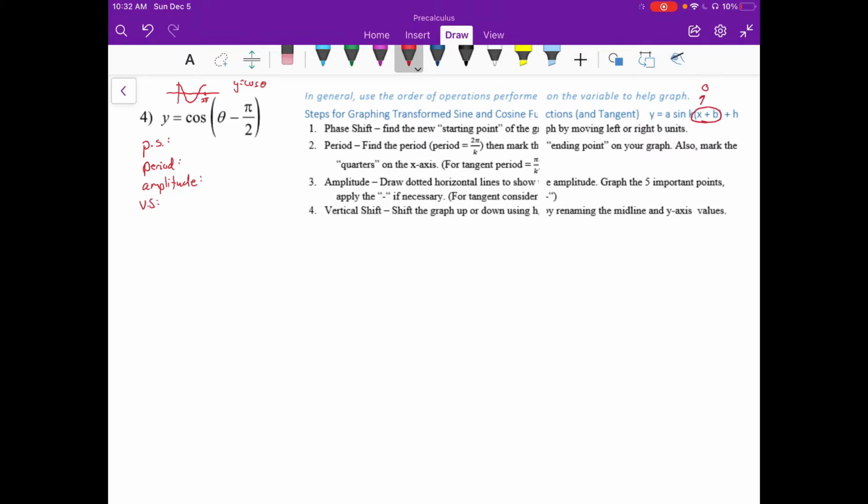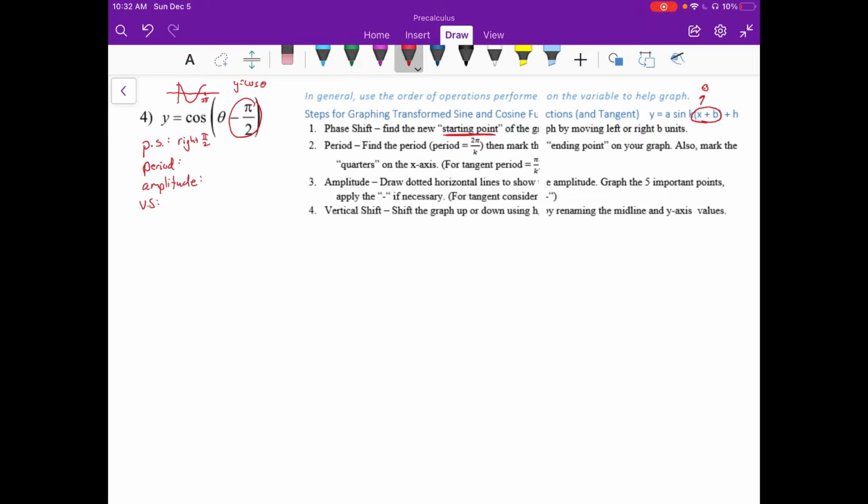In this case, again, we are using theta. So what's added or subtracted? Pi over 2. It's a negative pi over 2. So this moves right pi over 2, which means when we move right pi over 2, that is our starting point.